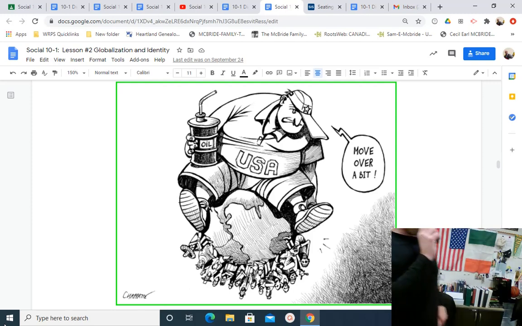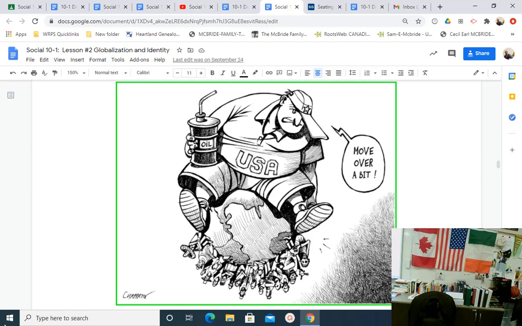So a solution that the cartoonist might want is for the United States to think more about cooperation. So, in summary, one of the assignments that we're going to be doing a lot is called a source interpretation.